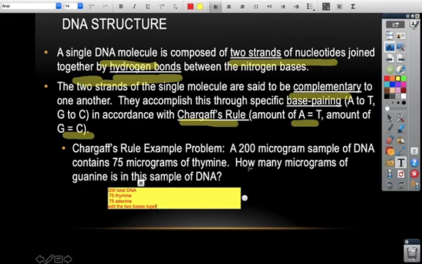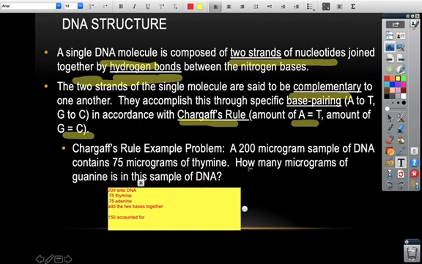So when you add that together, you should get 155, or excuse me, 150. So you have 150 micrograms accounted for. Now, looking back at the total we began with, we started out with 200. We need to see how much is left over.